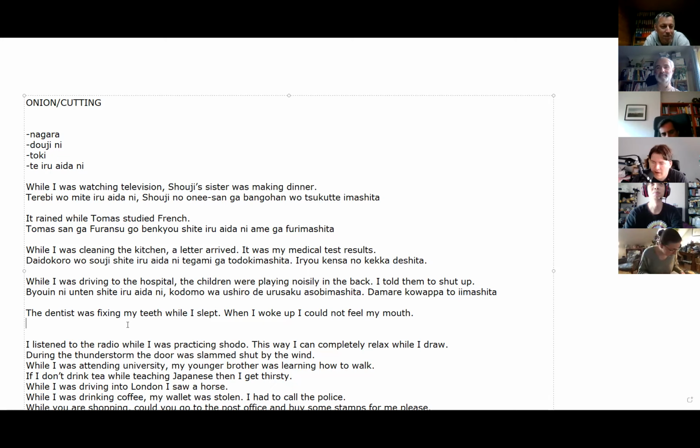For Toki, I do just the plain form, right? Yep. So Neru Toki. This means when I sleep, but you actually want to say when you slept. What's the past for Neru? It's a group 2, isn't it? Neta. Neta Toki. Neta Toki.